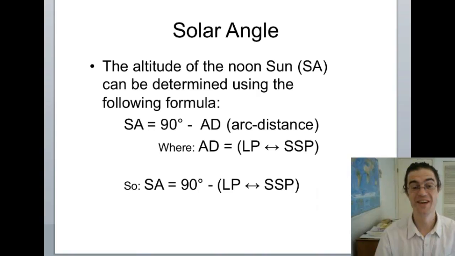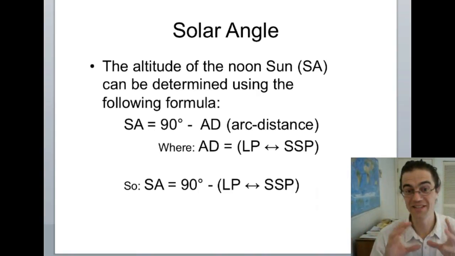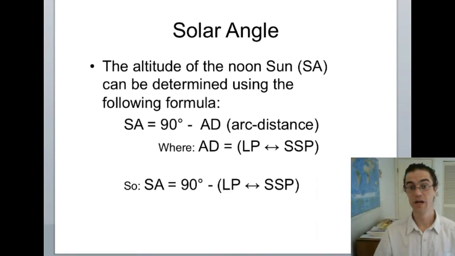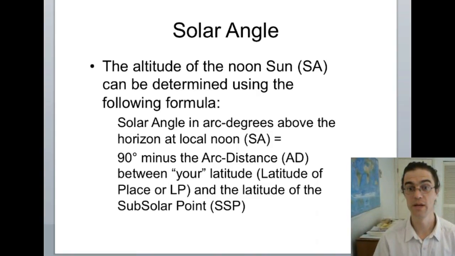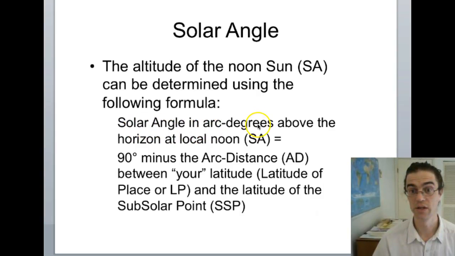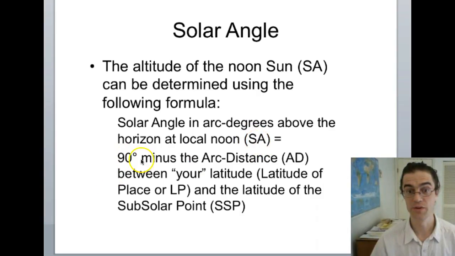In total then, in combination, or therefore, we could say that solar angle is equal to 90 degrees minus the latitude of place, plus or minus the subsolar point. It'll become a little more clear when we work it out here. Here's just written out what I just said. The solar angle, in arc degrees above the horizon at noon, is equal to 90 degrees minus the arc distance between the latitude of place, or the LP, and the latitude of the subsolar point.